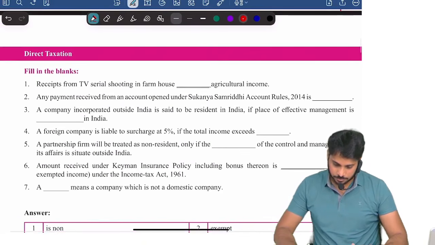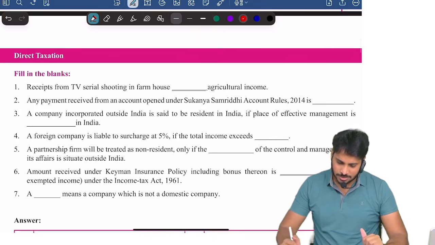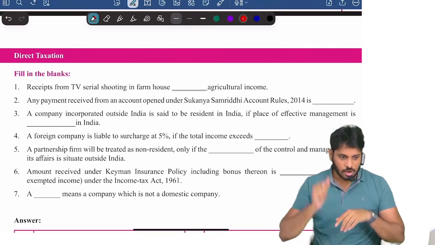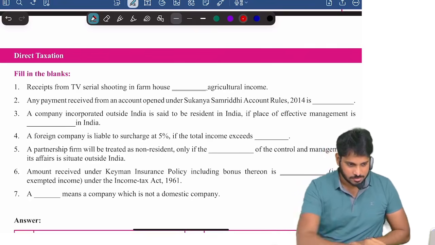Correct? Shall we do the blanks? Okay, fine. We'll do residential status revision and then come back and then do this. Okay? Until now, confident. That's it.